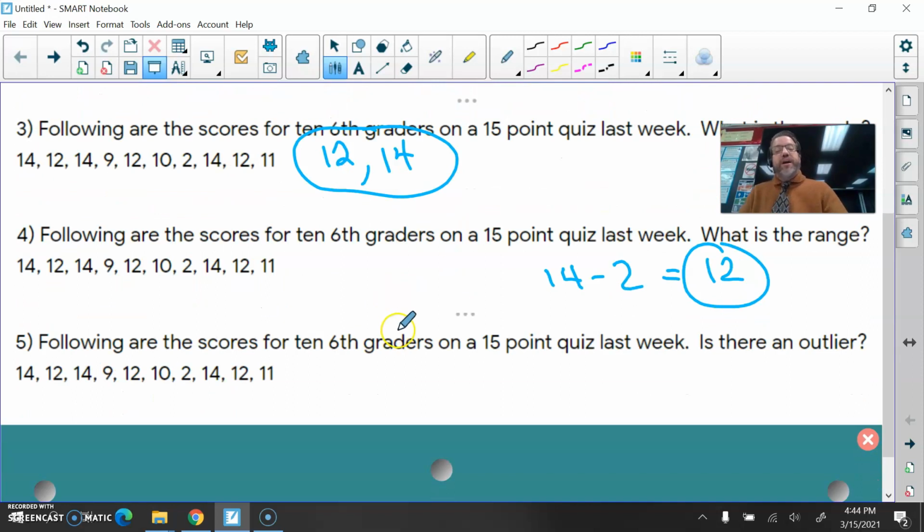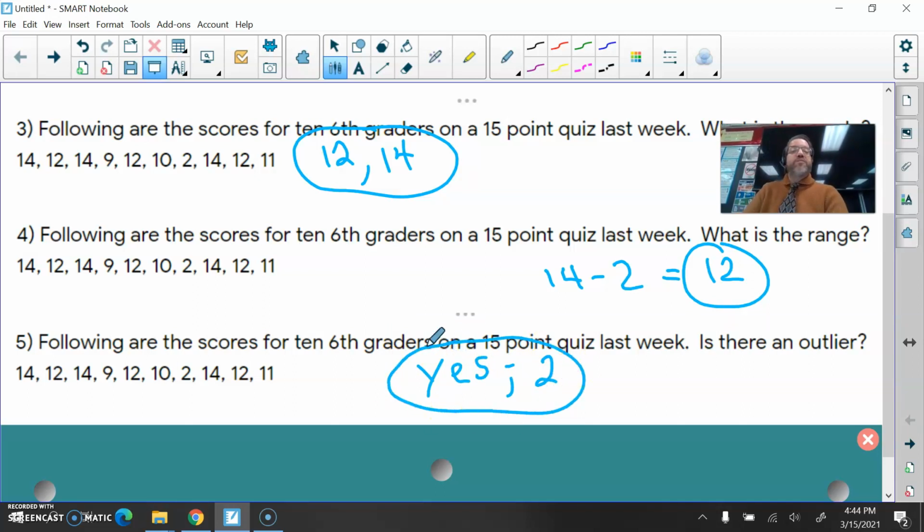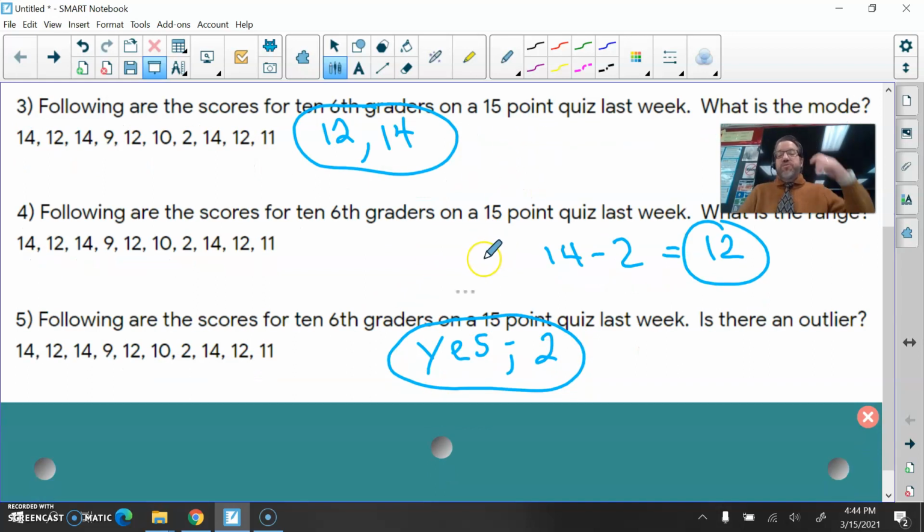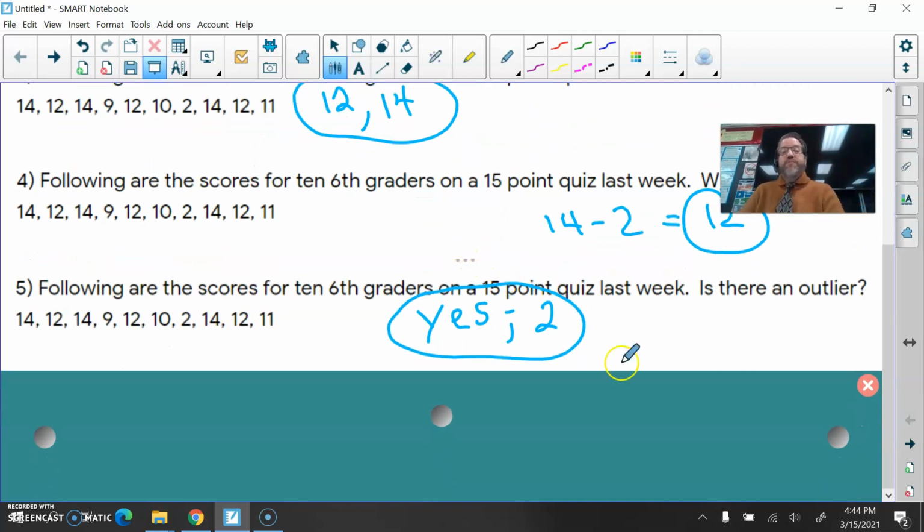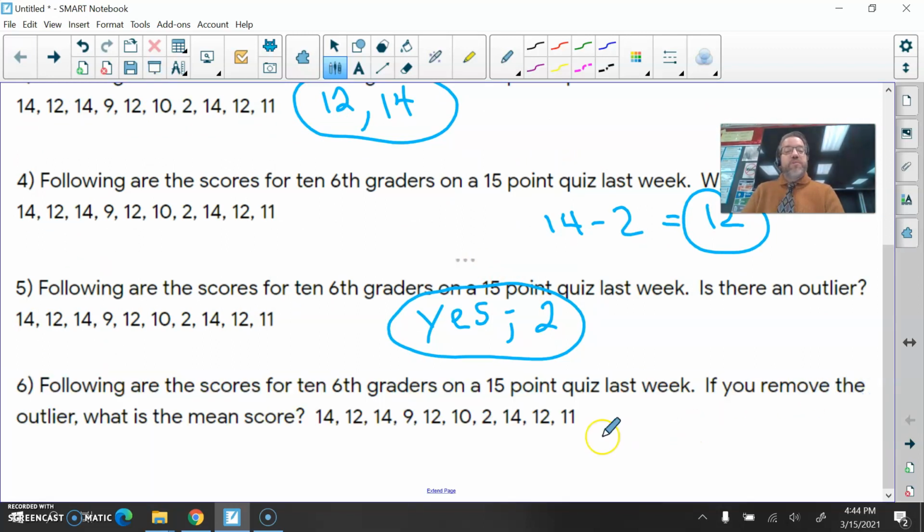So is there an outlier? Yes, there is an outlier, specifically the number 2. That student who had a 2 out of 15 on that quiz was quite a bit lower than the other students. And then number 6, same scores. If you remove the outlier, what is the mean score? So we're going to remove this 2. It's as if it doesn't even exist now.